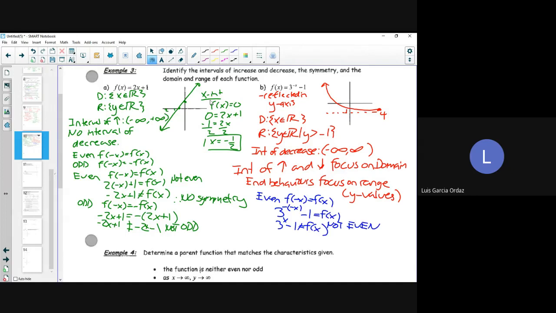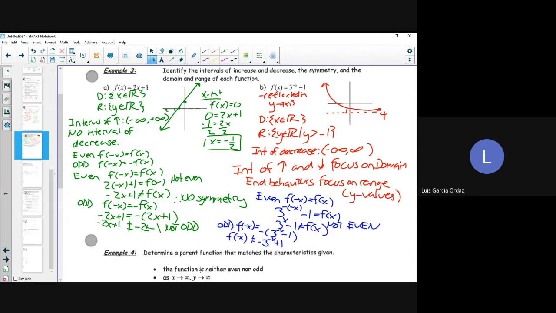And last but not least, we have to prove the odd part. We have our f of negative x already. We just need to find negative f of x, so we're multiplying the whole function by a negative. Negative times 3 to the negative x, minus 1. When we distribute that negative into the bracket, what does it give us? Negative 3 to the negative x plus 1. Does that equal f of negative x? No. So therefore, it is not odd, and we have no symmetry.